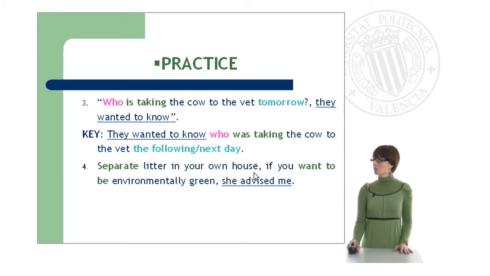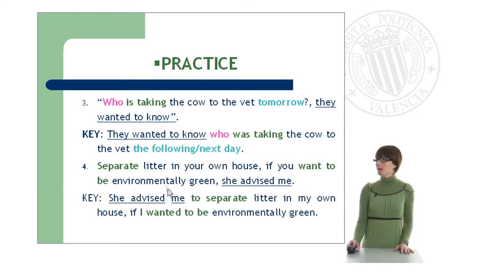Separate litter in your own house if you want to be environmentally green, she advised me. Here we have two different types of sentences. In the first part we have an imperative in the affirmative, separate litter, and then we have just a statement, if you want to be environmentally green. So these are the changes we have to make. He advised me to separate litter in my own house if I wanted to be environmentally green. So here the imperative, separate, is introduced by to plus the base form of the verb, to separate. And then we make the necessary change from want to be into the past, wanted to be.